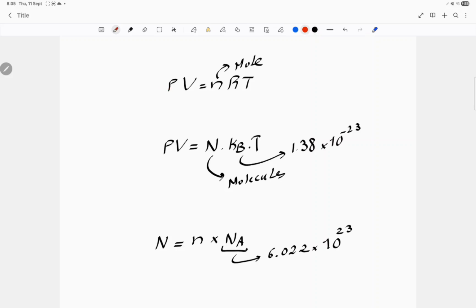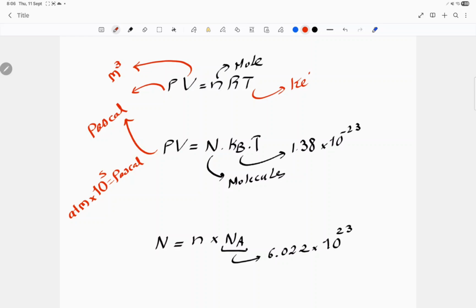In both of these equations, the pressure has to be measured in Pascal. That means that if you're given a pressure in the question as ATM, it's your responsibility to multiply it by 10 to the power of 5 to convert it to Pascal. At the same time, in both equations, the volume has to be measured in meter cubed, and also in both equations, temperature has to be measured in Kelvin, and also in both equations, R is equal to 8.31.